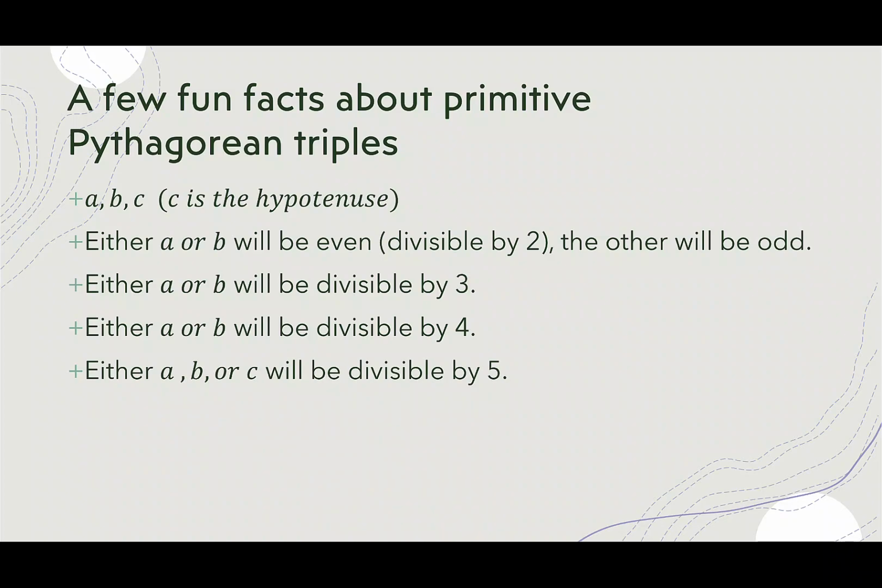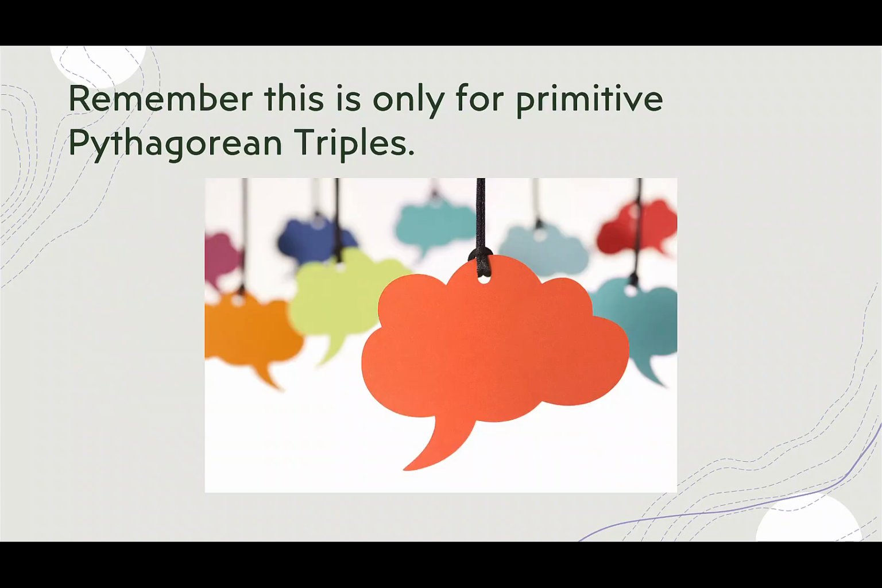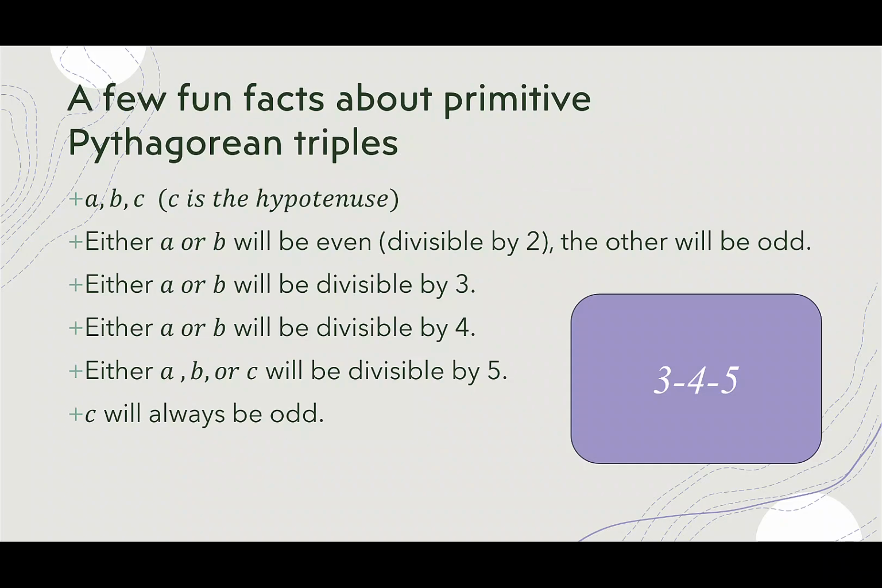So notice we went through 2, 3, 4, and 5. The last fun fact I'm going to put on the slide is that C will always be odd. But remember, this is only for primitive Pythagorean triples. Let's take the primitive Pythagorean triples we've talked about and see that this is always true.